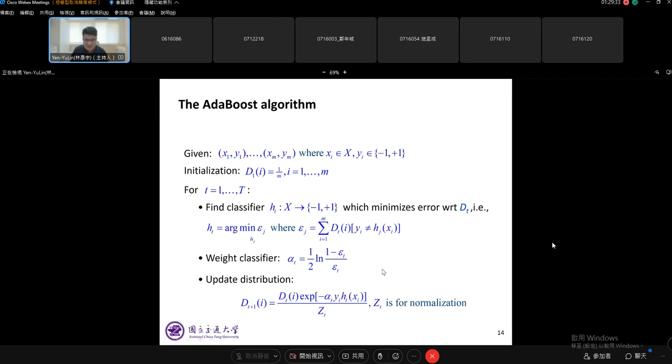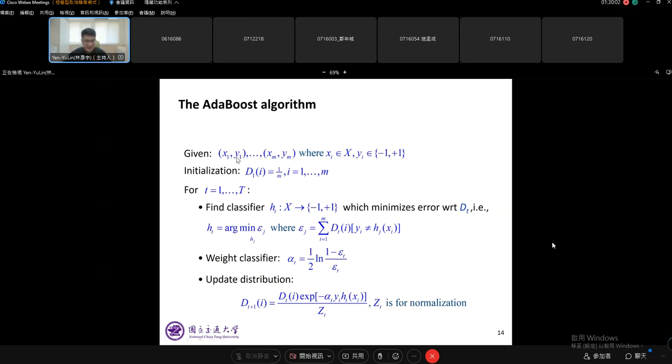After giving an example, we need to trace the algorithm of AdaBoost. This is the algorithm of AdaBoost. As you can see, it is simple. We just use a single slide to include all the iterative process of the AdaBoost algorithm. So let's trace the algorithm.